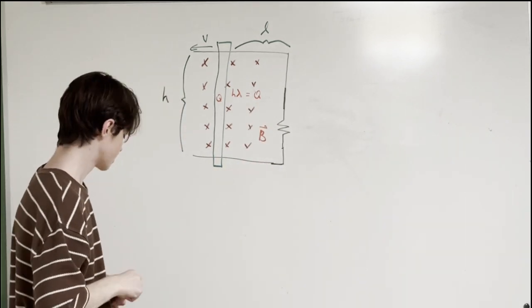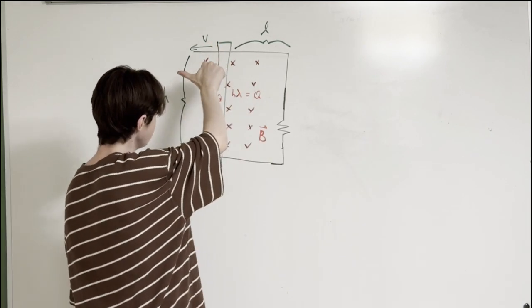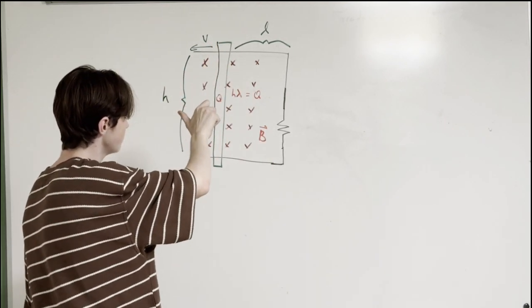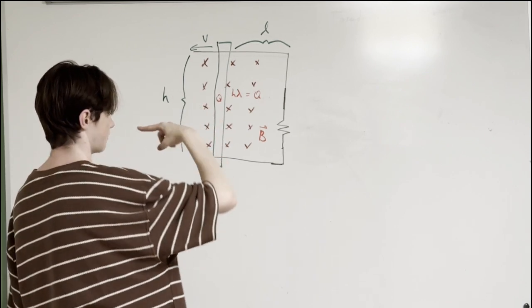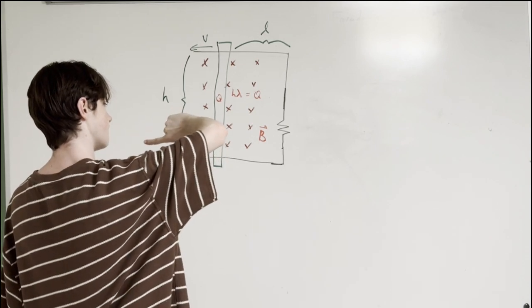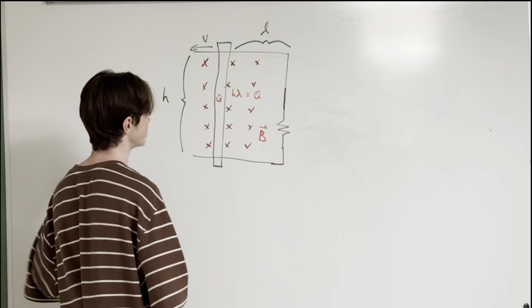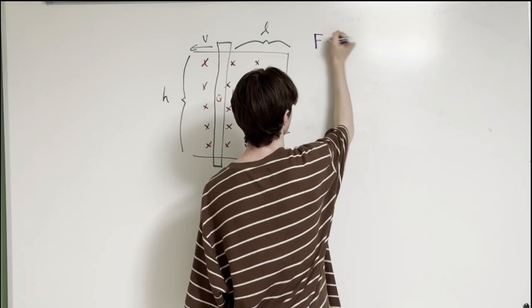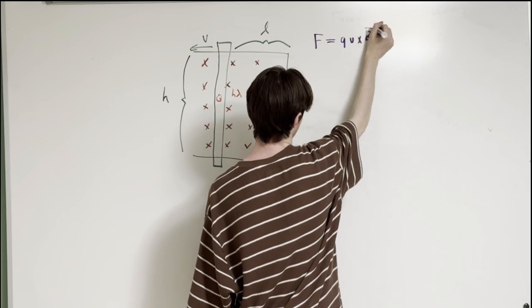Okay, so as this rod is moving, it has a velocity v this way, and there's a magnetic field pointing into the screen this way. There we go. Our force is going to be down. So we know that force equals QvB on whatever charge is inside of the rod.